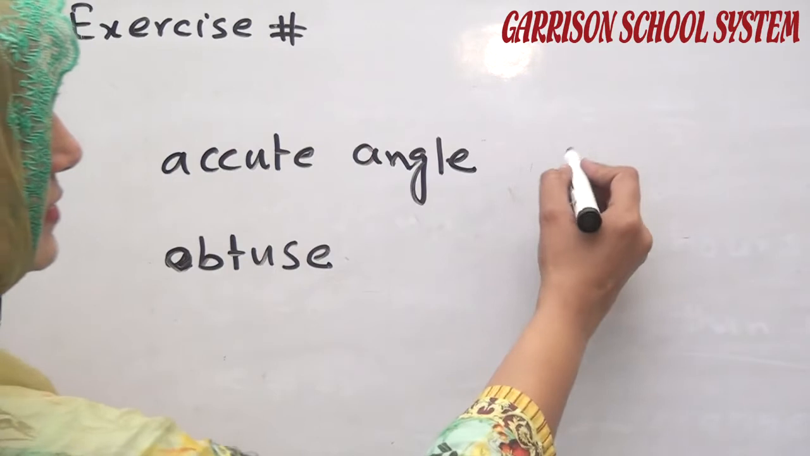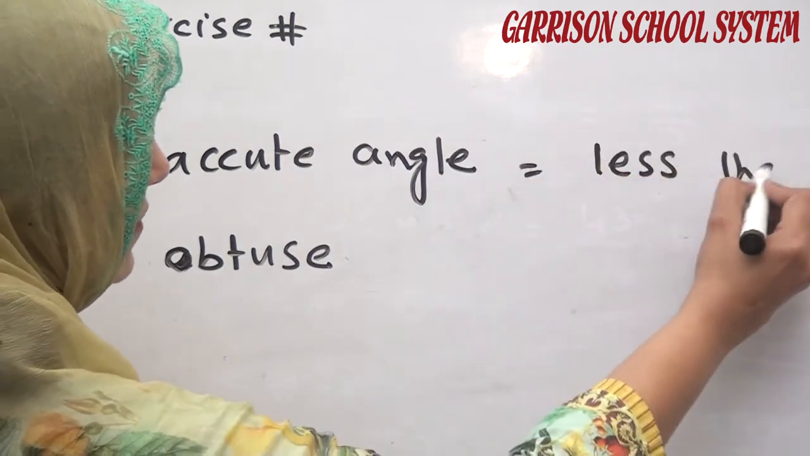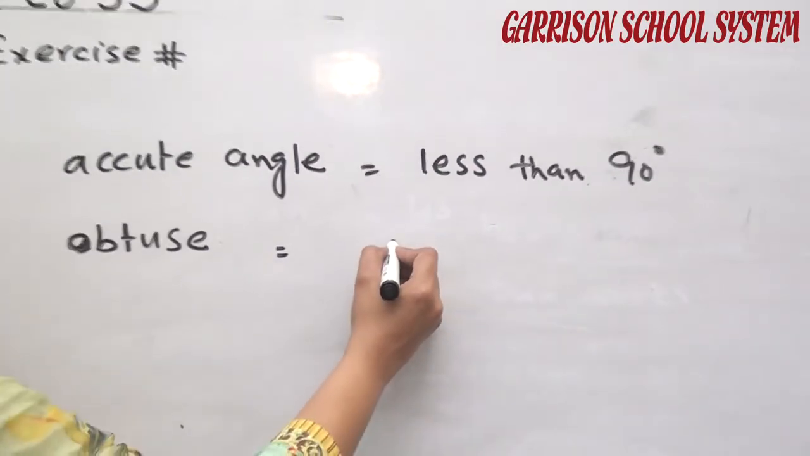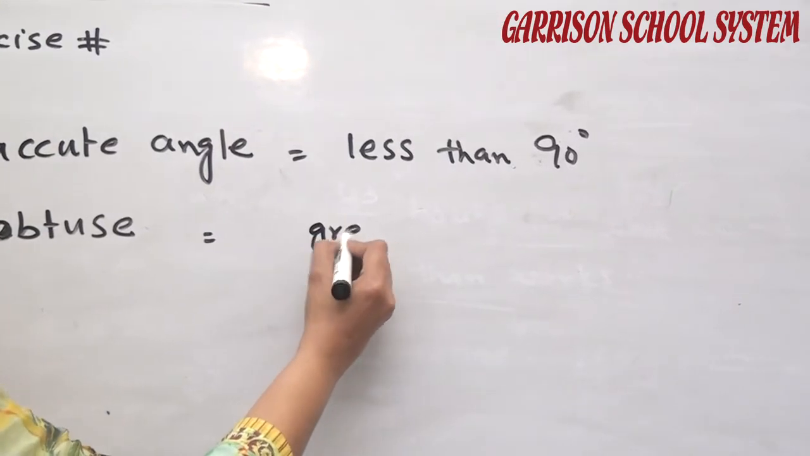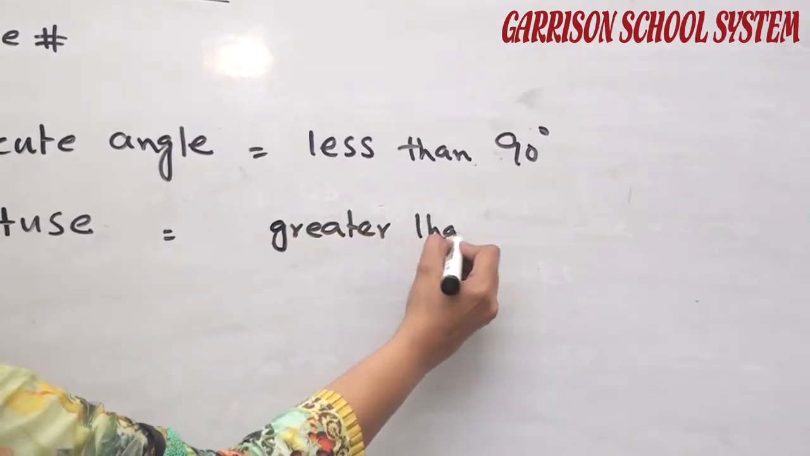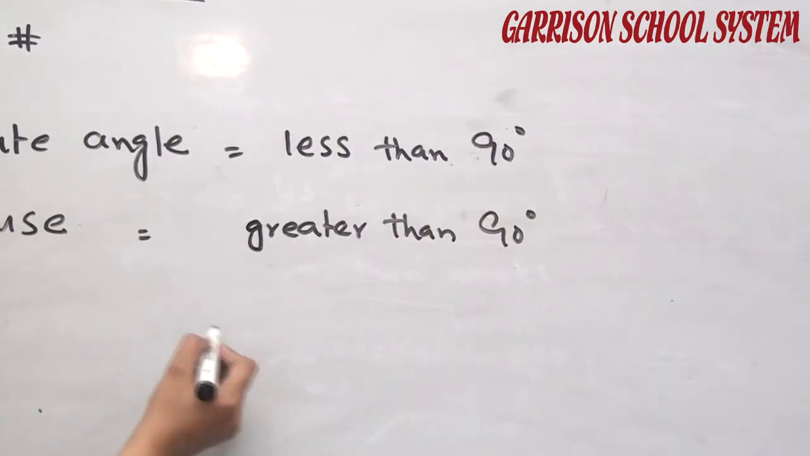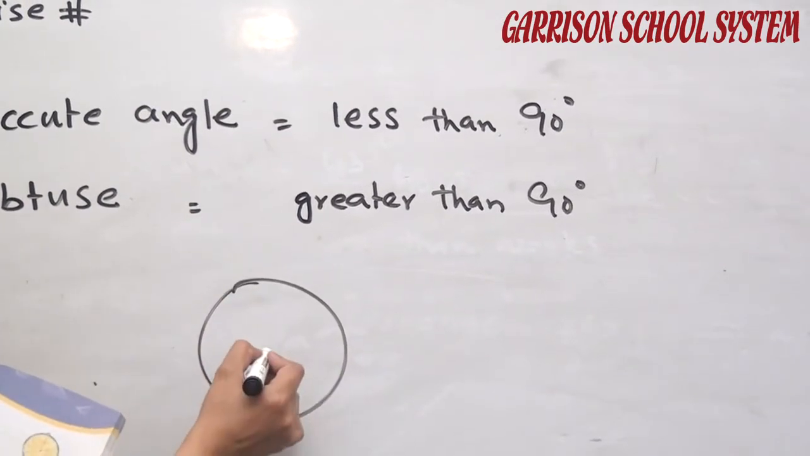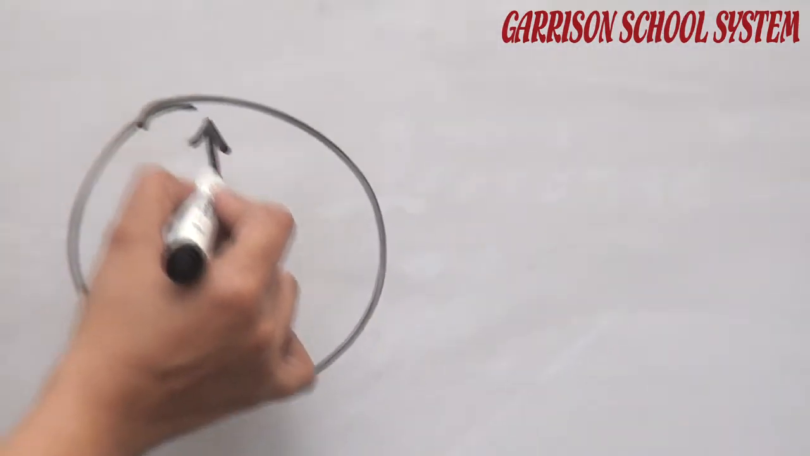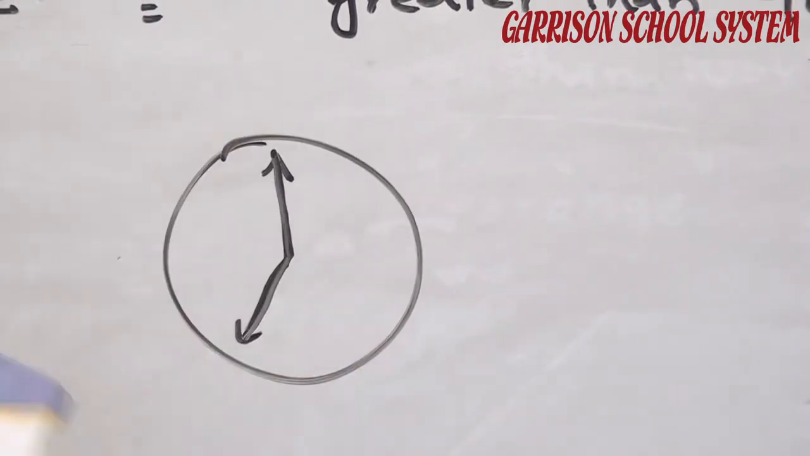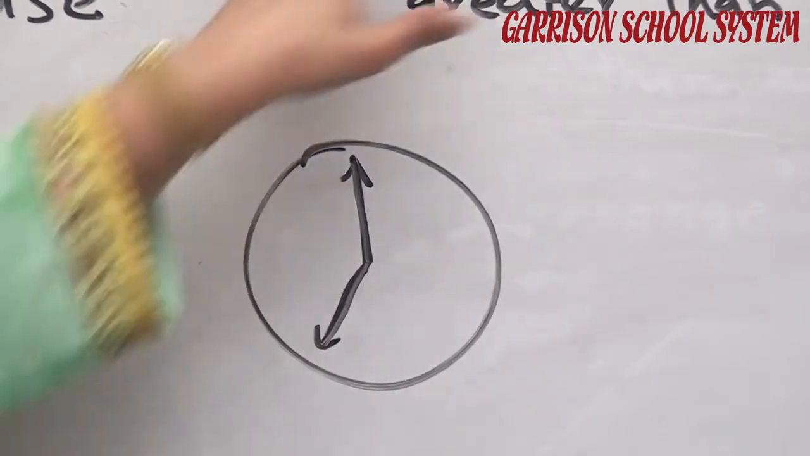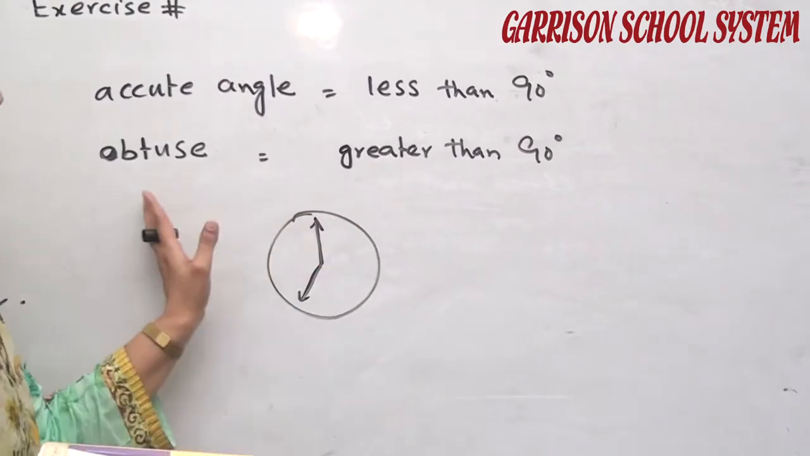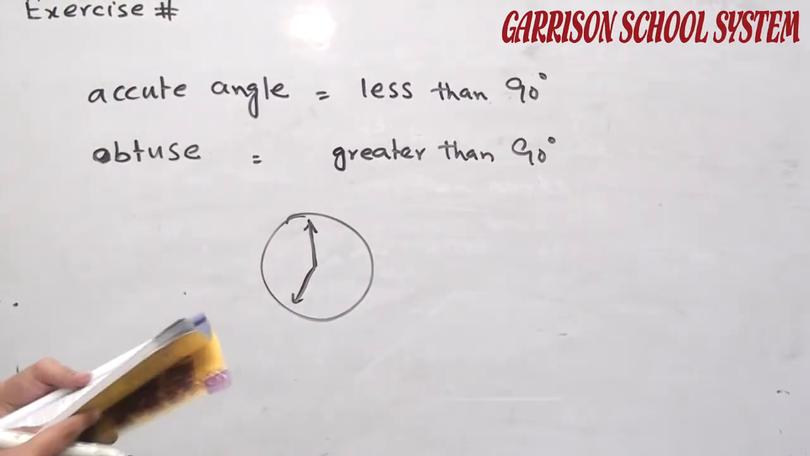Students, an acute angle is less than 90 degrees and an obtuse angle is greater than 90. So here is the clock. When the clock shows around 7 o'clock, find out the angle. If the angle is less than 90, it is acute, and when the angle is greater than 90, it will be an obtuse angle. Come to exercise number 28.